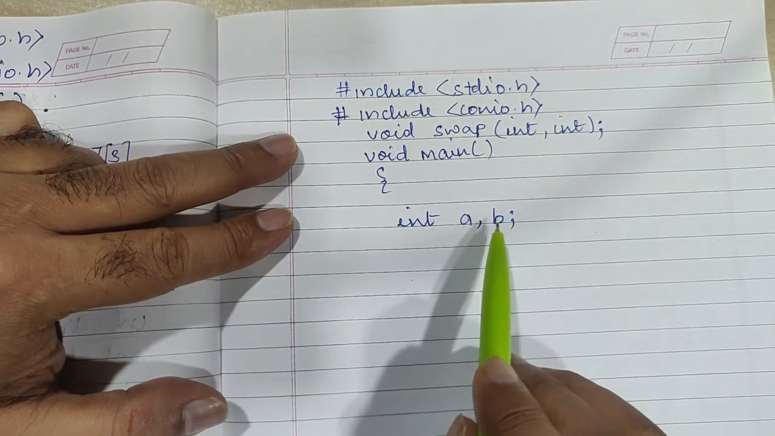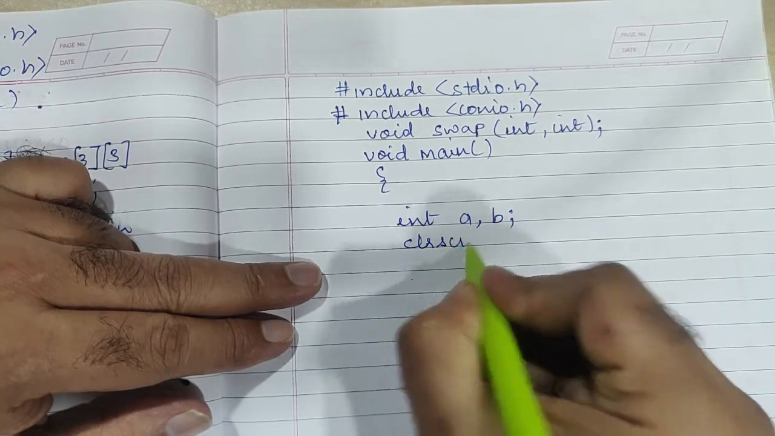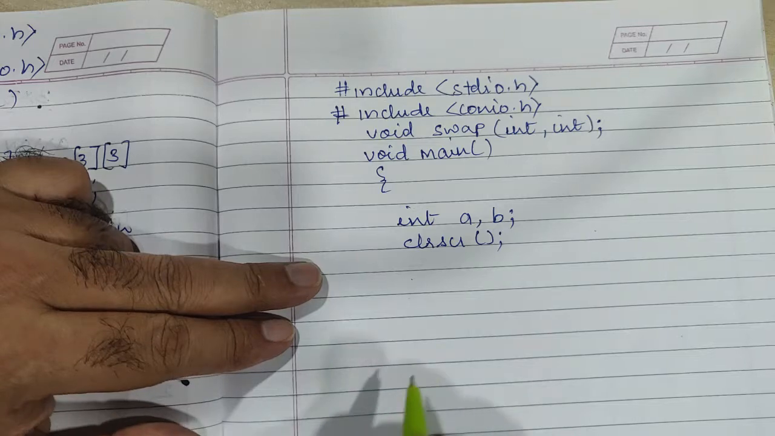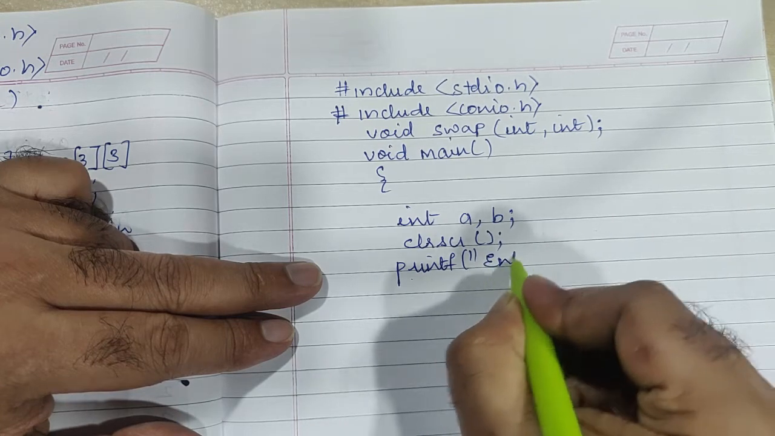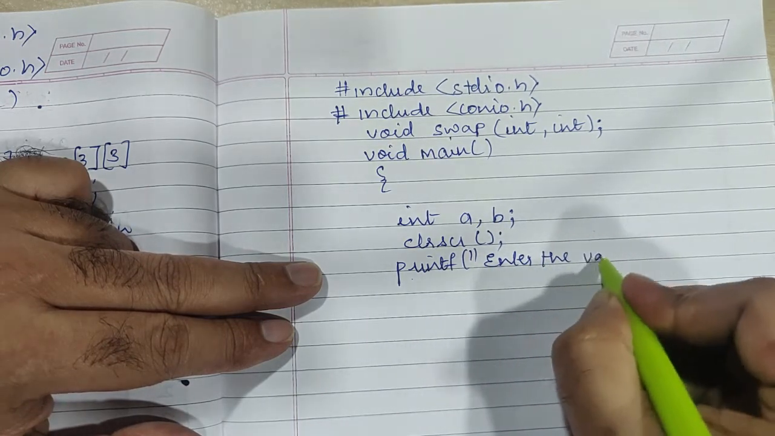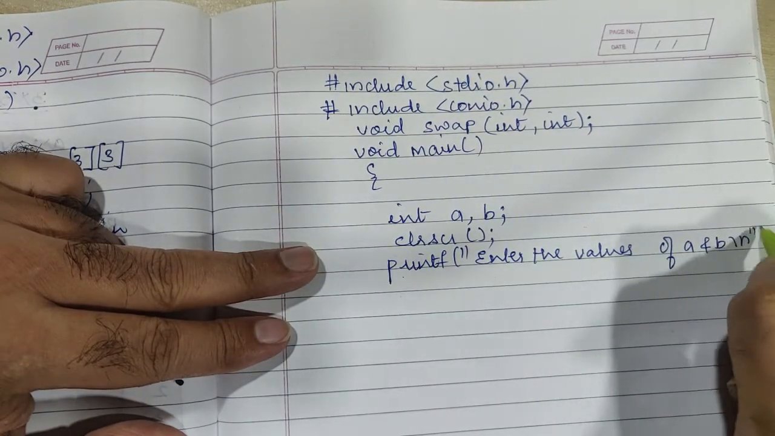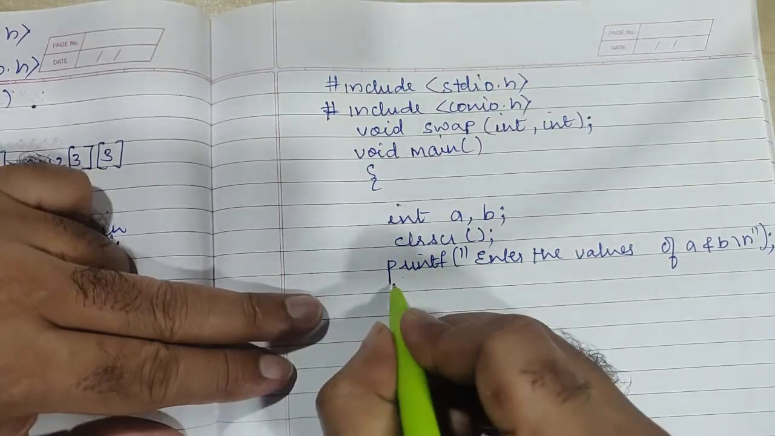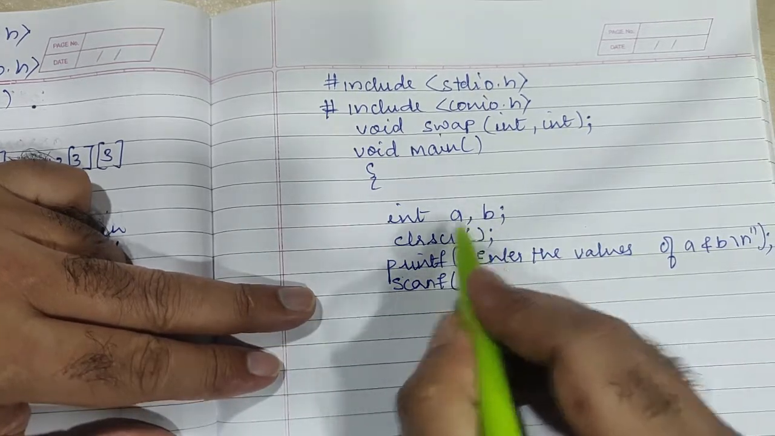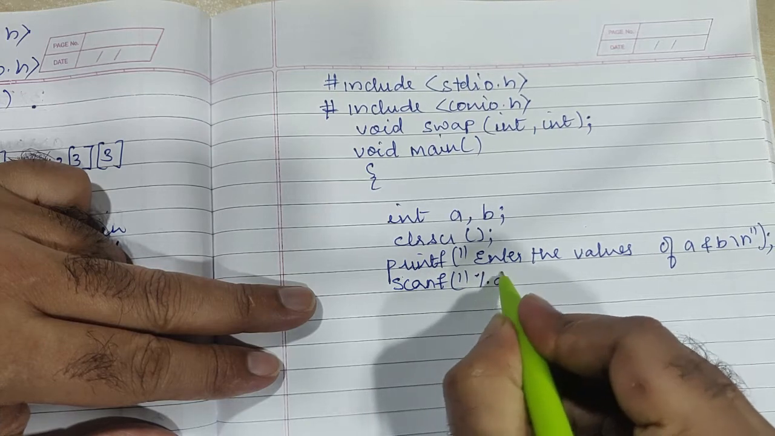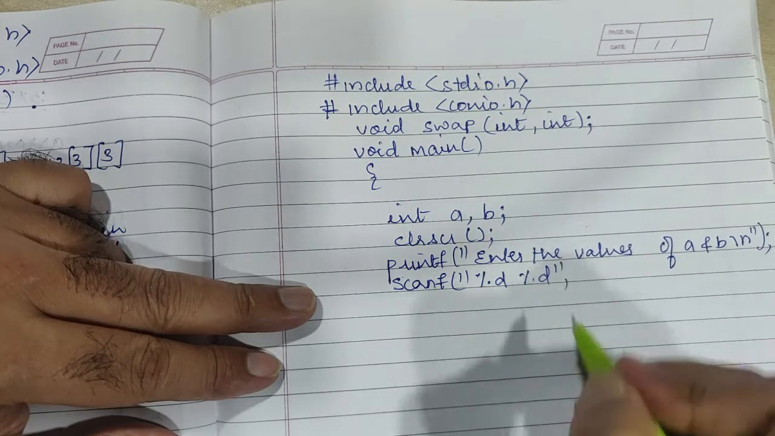Now I'm using two variables a and b, and then I'll punch in clrscr, which means I want to clear any previous results. Followed by that, I'll write a printf statement which mentions "enter the values of a and b\n". Then scanf, I have to accept the values for a and b. Both of them are integers, so the format specifier is %d. Then one more %d for b, double quotes complete, comma.